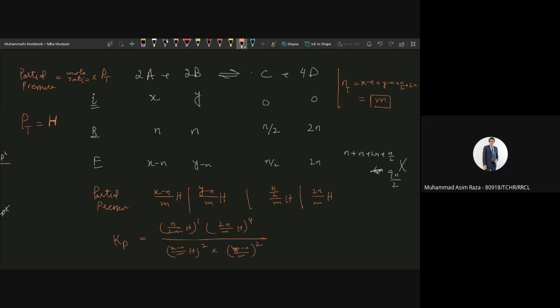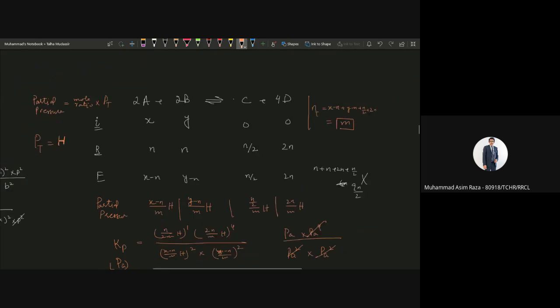Now what will be its units? The power of H is 1, so it is Pascal. Then C has a power of 1, so it is just Pascal. D has a power of 4, so it is Pascal raised to the power of 4. A has a power of 2, so this is Pascal squared. B has a power of 2, so this is also Pascal squared. So this Pascal squared becomes total 4 and will cancel out with this one. So the units of Kp over here will also be Pascals. Is it clear or not? It's clear now.